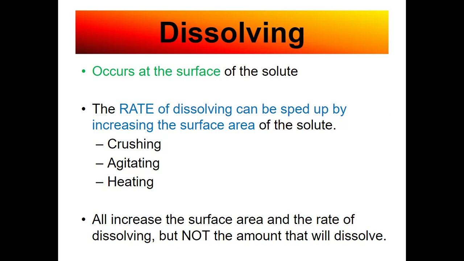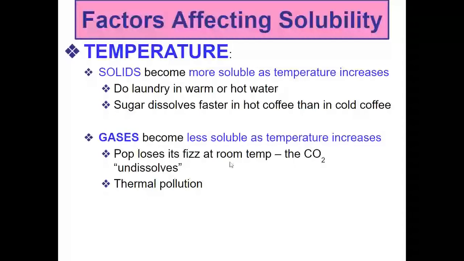Let's talk a little bit about the word dissolving. Dissolving occurs at the surface of, let's say, table salt, NaCl, so at the surface of those particles. And we can affect the rate by crushing it, stirring it, or heating it up. So we can speed up the rate that it dissolves, but we can't change the fact that we have some extra at the bottom and it's already saturated. Just stirring it is not going to allow it to dissolve. So we cannot affect how much can dissolve, but we can affect how fast it can dissolve.